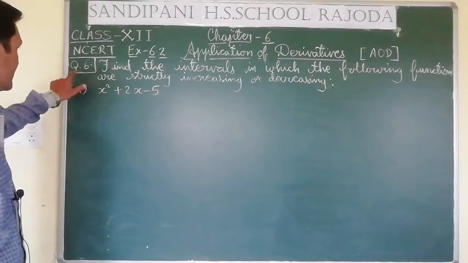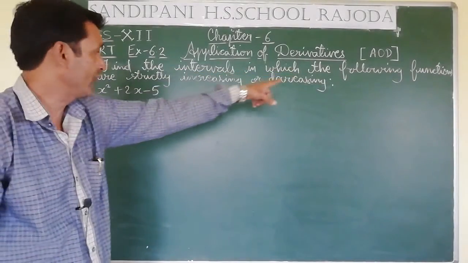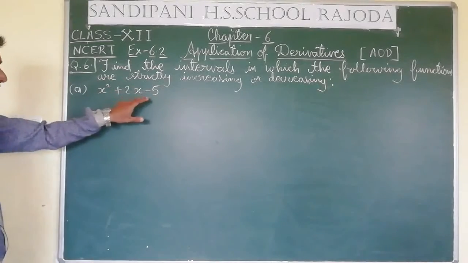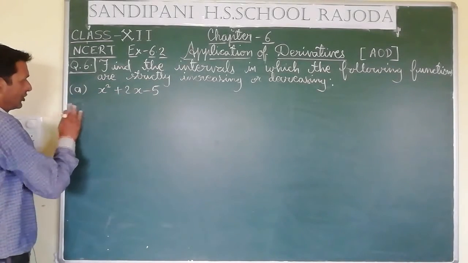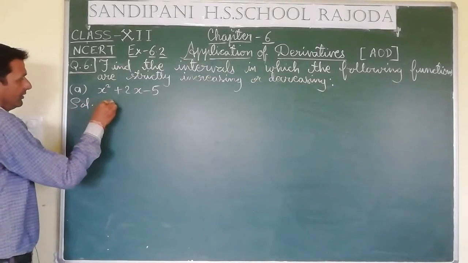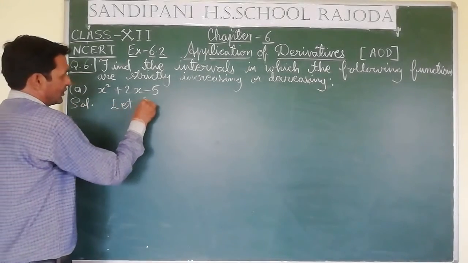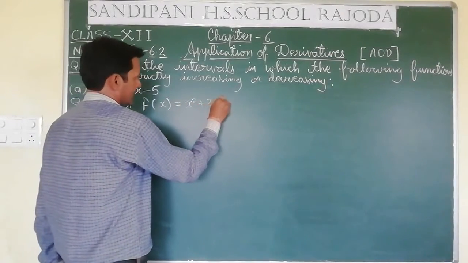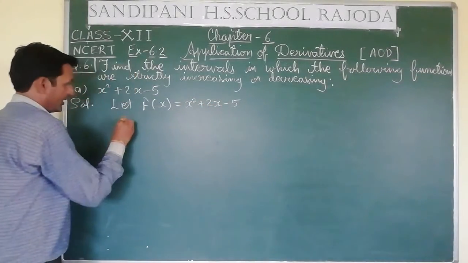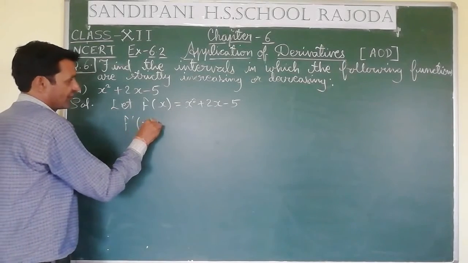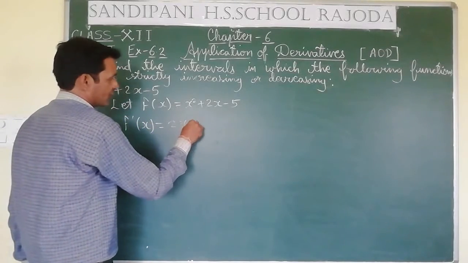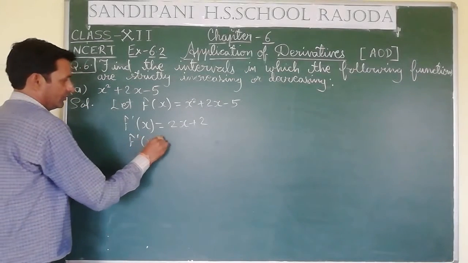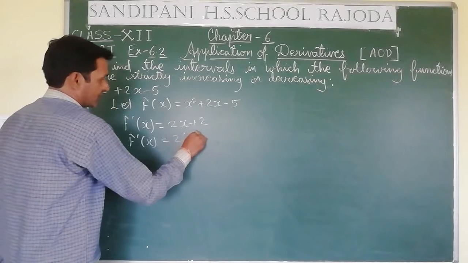Now question 6: find the intervals in which the following functions are strictly increasing or decreasing. Here the question is x square plus 2x minus 5. In the solution, let f of x be equal to x square plus 2x minus 5. Let us find f dash x, meaning differentiation of this. It will become 2x plus 2. Now f dash x is equal to 2 common, x plus 1.